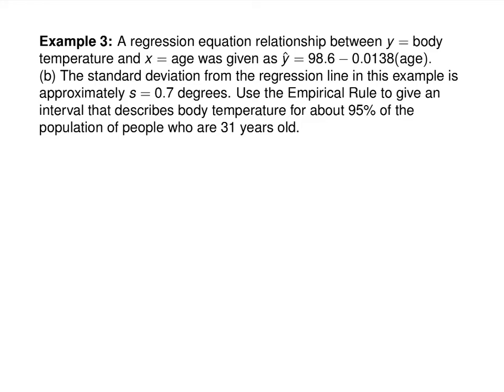So the standard deviation from the regression line in this example is about 0.7 degrees. Use the empirical rule to give an interval that describes body temperature for about 95% of the population of people who are 31 years old. Okay, well, the average temp of a 31-year-old is 98.1722.